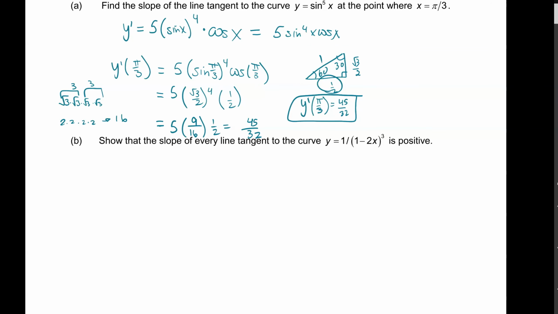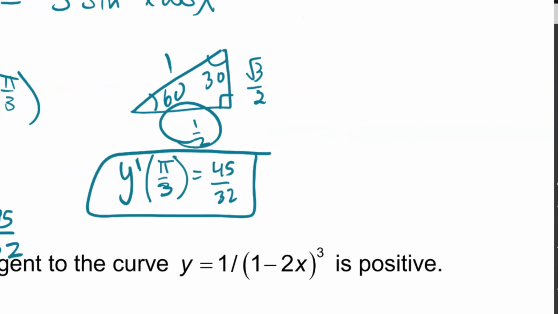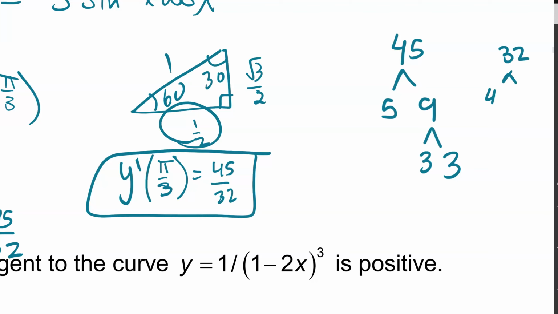Okay. Part what? You say you have no clue what I just did? 32 is just the 5th power of 2. 16 times 2 is 32. Yeah. 5 times 9 is 45. We're looking at the prime factorization. 5 and 9 is 3, 3, and 32 is 4, 8.